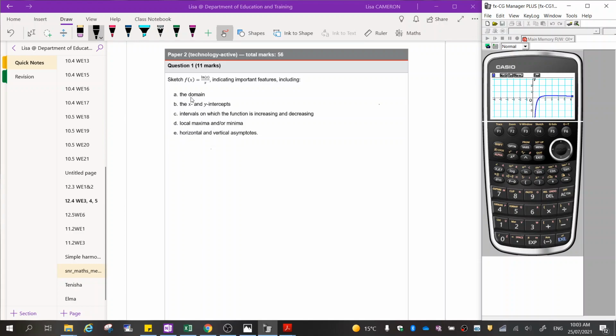So first thing, the domain. The domain is all of your possible x values. You can see that your function doesn't exist over here in this quadrant, and that's because your asymptote is equal to 0. Now, how do we prove that it's equal to 0?